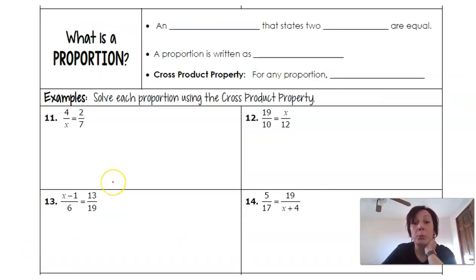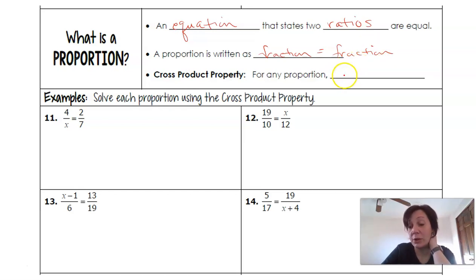A proportion is literally two ratios that are set equal to each other. So it's an equation. Now I'm going to have an equal sign that states two ratios are equal. So literally all of these down here are proportions. You're going to have a fraction equal to another fraction. Now, I realize that everybody hates fractions. That's fine, because the very first thing that we're going to do is get rid of the fraction.